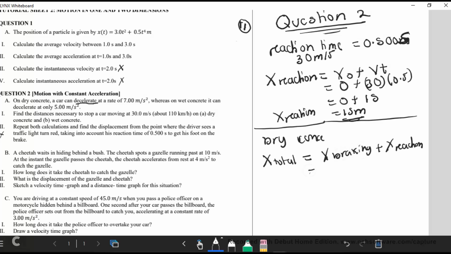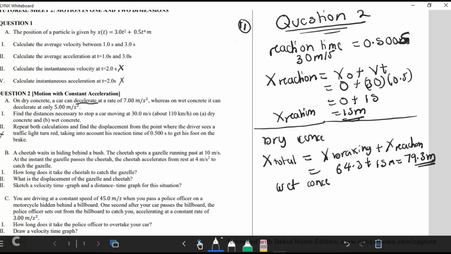So this x braking, we had on question 1, about 64.3, plus for the reaction, 15 meters, then your answer will give you 79.3 meters. That's when it's on the dry concrete. Now how about on the wet concrete?